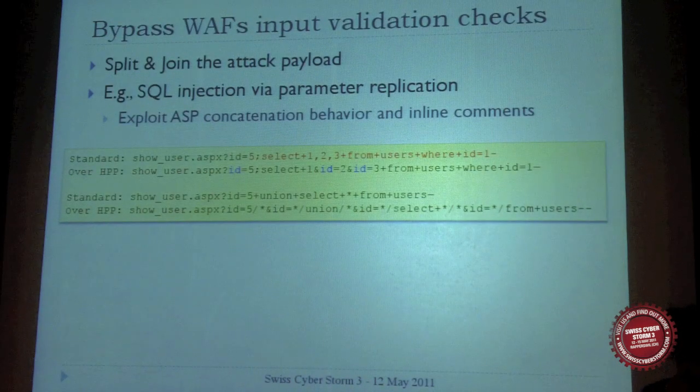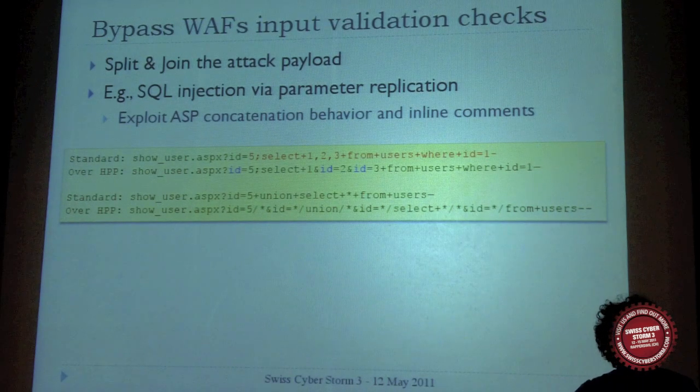HTTP parameter pollution can also be used to bypass a web application firewall, by exploiting the fact that, for example, in ASP you can concatenate the parameter. So you have a payload, for example a standard SQL injection payload. What an attacker can do is split the SQL injection payload into different parameters with the same name, and then these parameters get concatenated after the web application firewall.